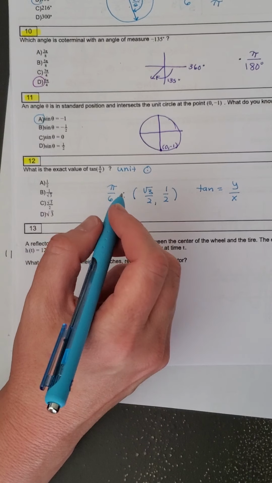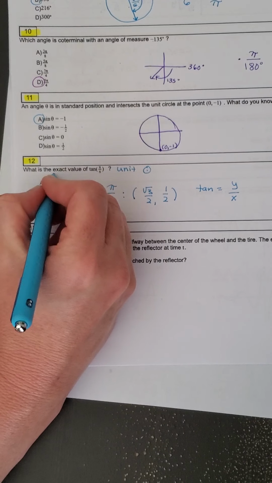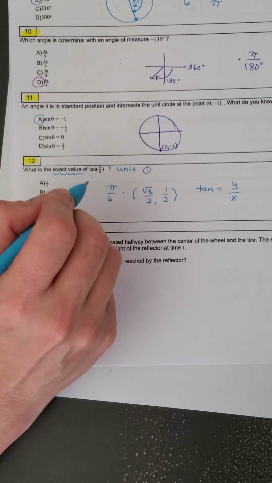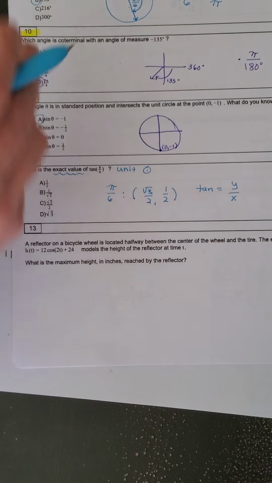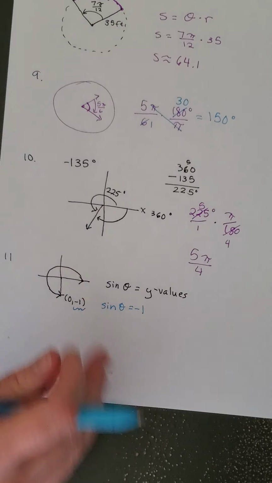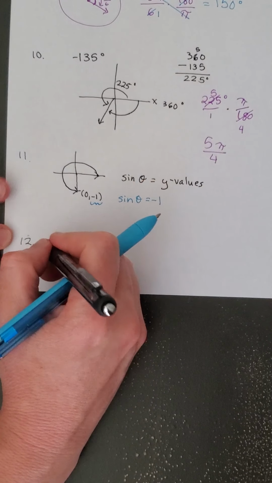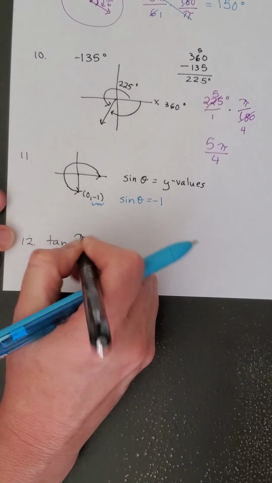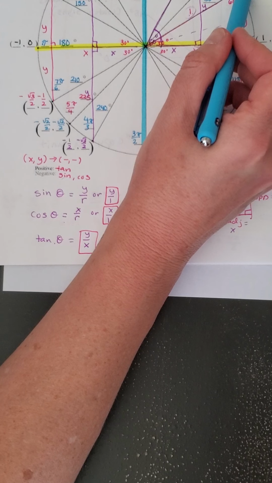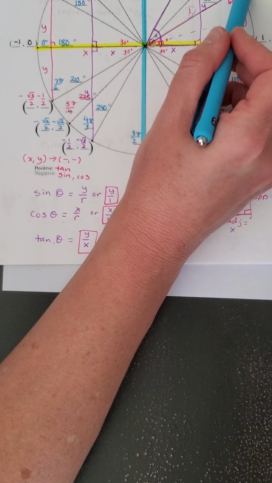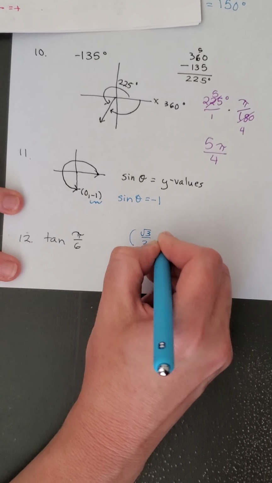All right, what is the exact value of tangent pi over 6? Whenever they ask for exact value, it's kind of a dead giveaway that you're using the unit circle. So we're going to use our unit circle, and go to pi over 6. Pi over 6 is right here. The coordinate is √3/2, comma 1/2. So √3/2 and 1/2.